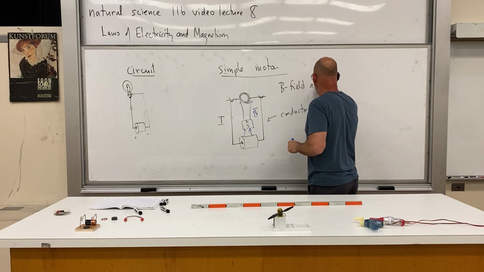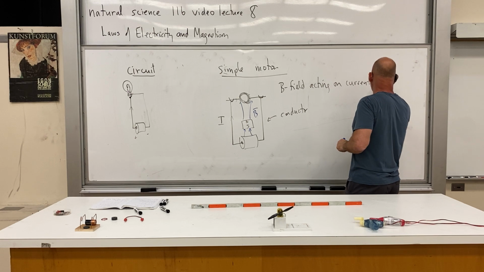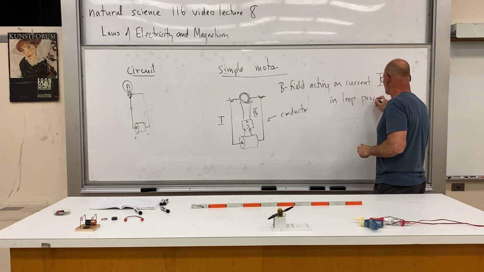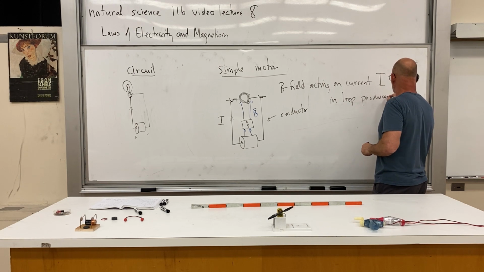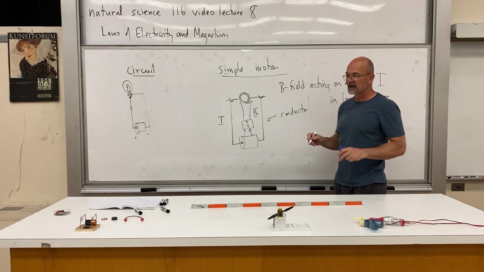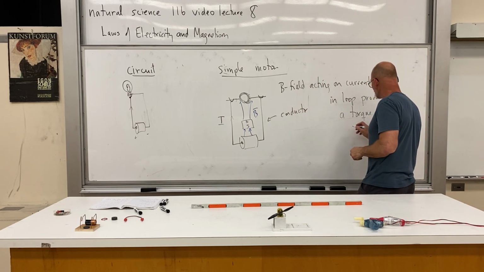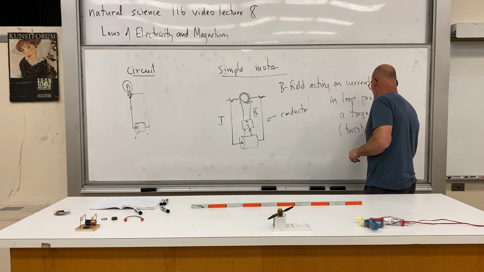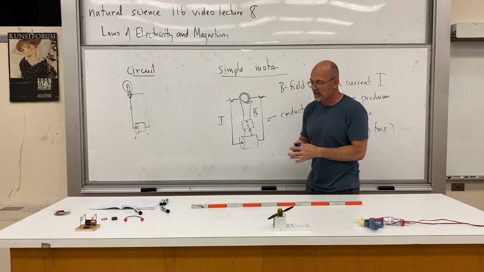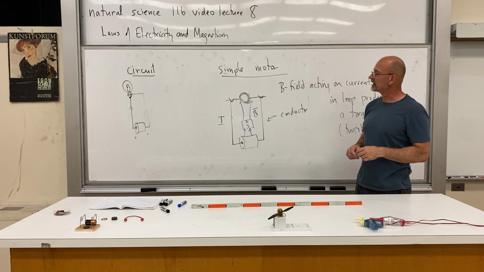B field acting on current I in the loop produces a torque. And you guys know torque is force times lever arm, so you get a torque, which is a twisting force, and away we go. So that's our motor. That is our simple motor. And like I said, I'll get one for you guys someday if we meet up again.